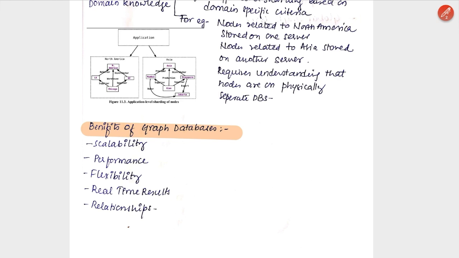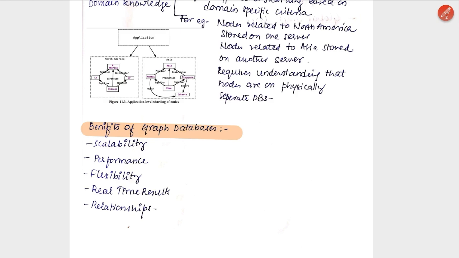Real-time results means graph databases can produce results quickly. That's why we make use of them in Twitter, all the social media networking applications, social media recommendation engines, all these things. All these applications require real-time results. So here the querying should be very quick, very efficient. Next we have relationships. Graph databases can create and query relationships between the data. So when you are dealing with a relationship-oriented data set, in such conditions we can go with graph databases.